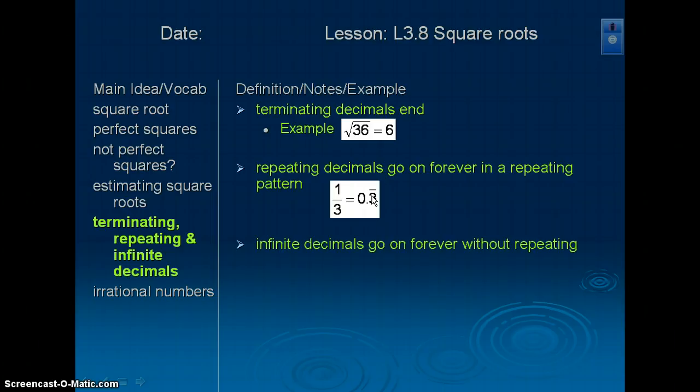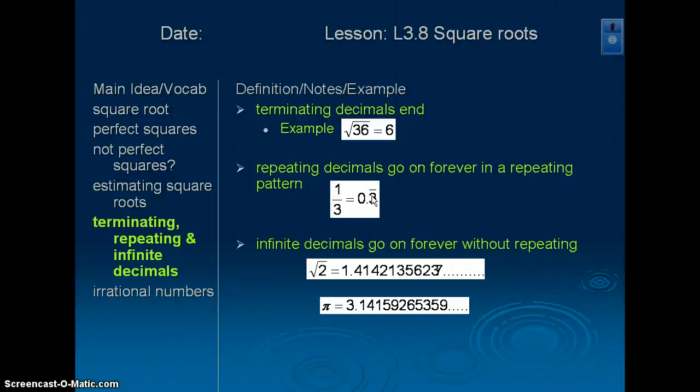Infinite decimals go on forever without repeating. For example, the square root of 2 is equal to 1.414213562337, and this will continue forever without having any sort of a pattern. A very famous infinite decimal is pi. It does not repeat itself and it goes on forever. These three different types of decimals, terminating, repeating, and infinite, are very important to us when we're talking about irrational numbers.